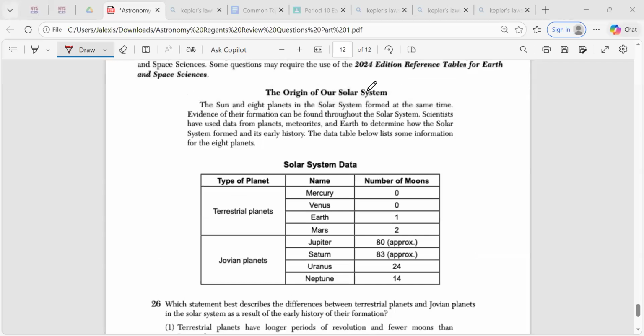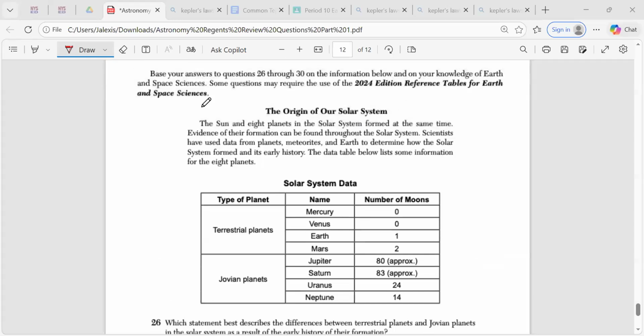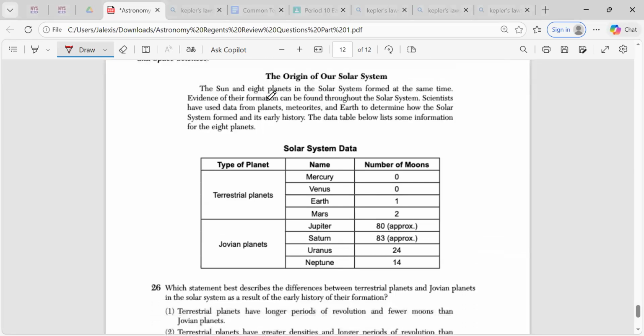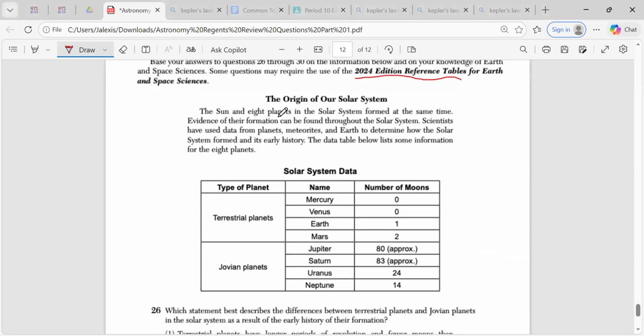All right. So it says, base your answers to questions 26 through 30 on the information below and on your knowledge of earth science. Some questions may require the use of the reference tables. And if it's a short reading, I can definitely just do a quick scan.